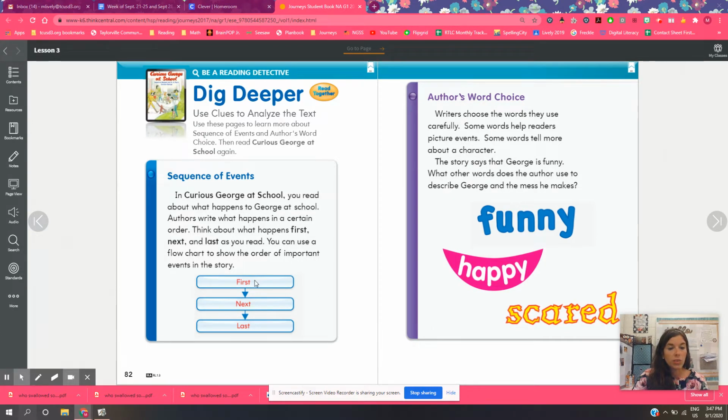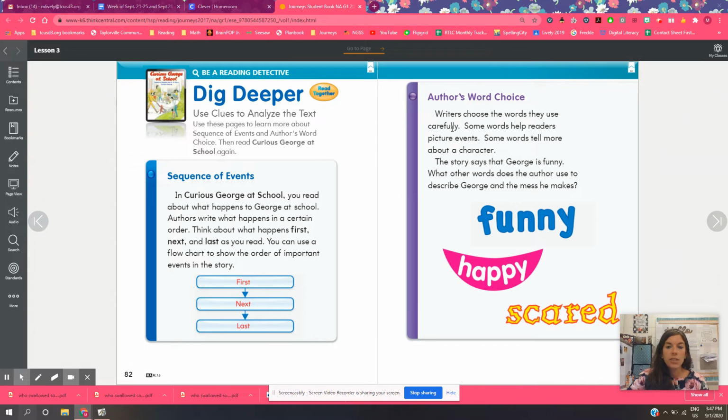So in this story, let's think what happened first. So first, George went to school. Then what happened next? Next, George made a big mess with the paint. And then what happened last, or at the end of the story? Last, George cleaned up the mess with the help of the other kids.